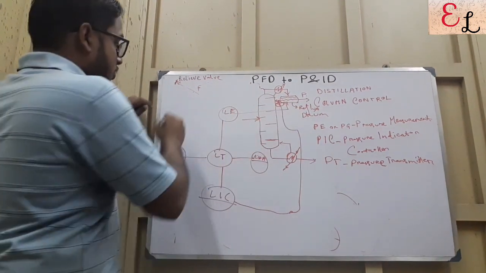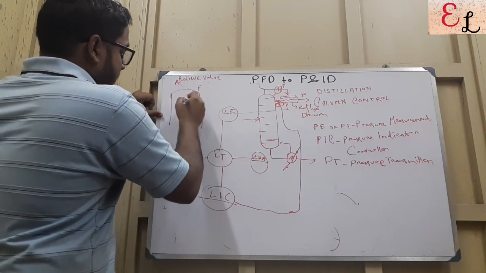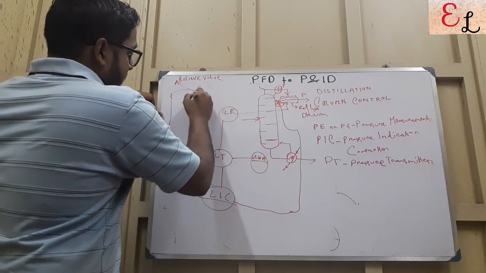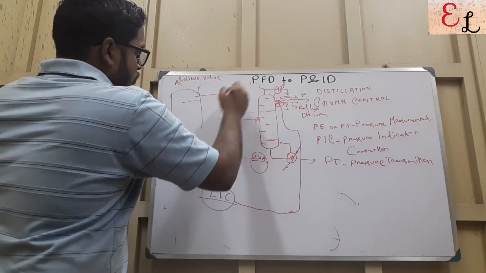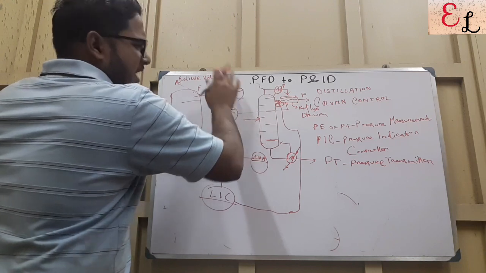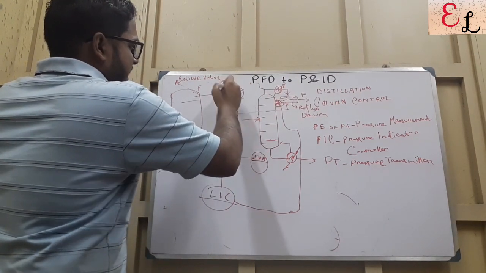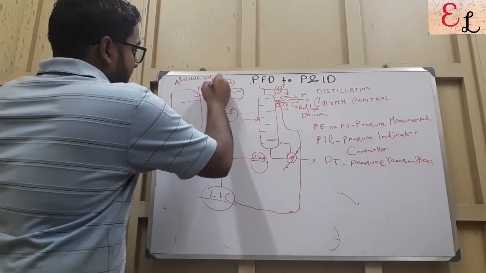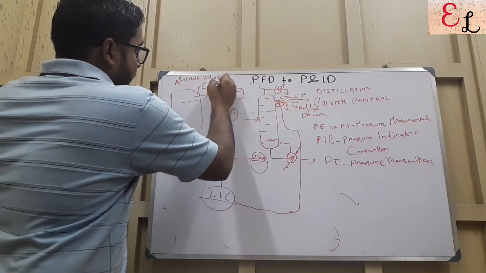If I just draw it a little bit enlarged, this is the first plate, this is my reflux line, and this is my reflux drum supposedly, and the level is shooting up. This is my level element, a level transmitter converted to a level indicator controller. If I see LIC, this will basically have control over this valve.